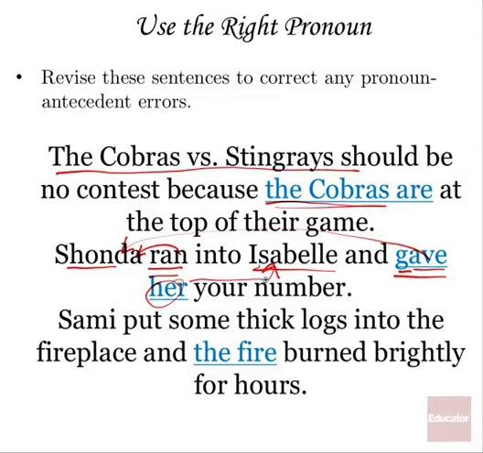And finally, "Sammy put some thick logs into the fireplace and the fire burned brightly for hours." Now remember, the original word here was "it." And so you had the question, was the fireplace burning for hours? Was Sammy somehow not human and burning for hours? Very confusing. We didn't actually have the antecedent in there, so we added it. The fire. That's all for this lesson.